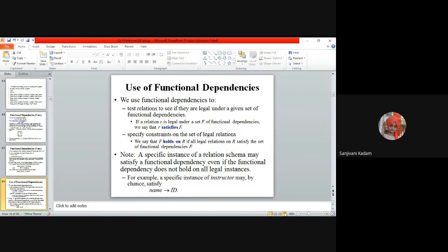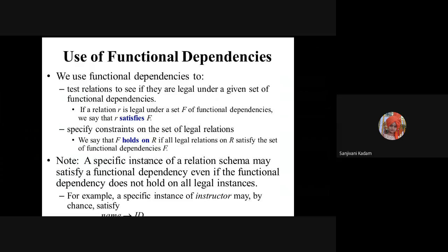Okay, so where we can use these functional dependencies. So first, we can use the functional dependencies to check whether a relation is legal or not. So let us see what is meant by a legal relation. So we use functional dependencies to test relations to see if they are legal under a given set of functional dependencies. If a relation R is legal under a set of functional dependencies, we say that R satisfies F.